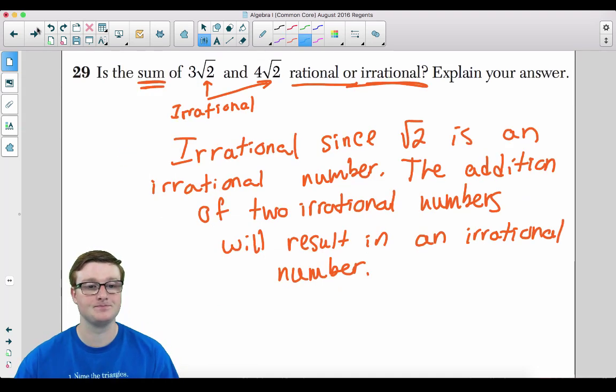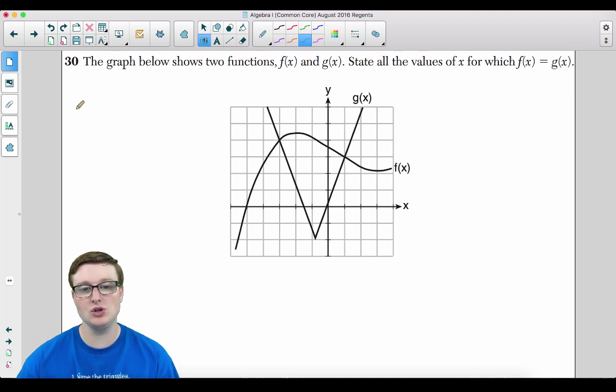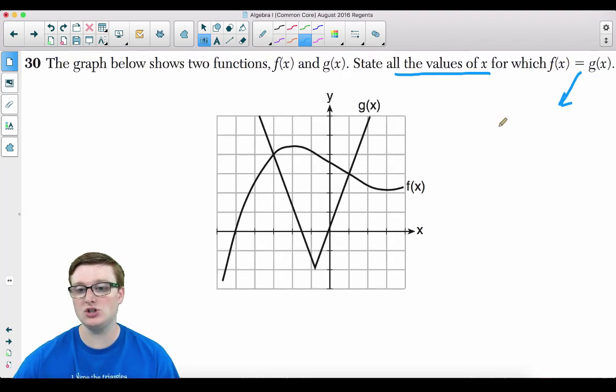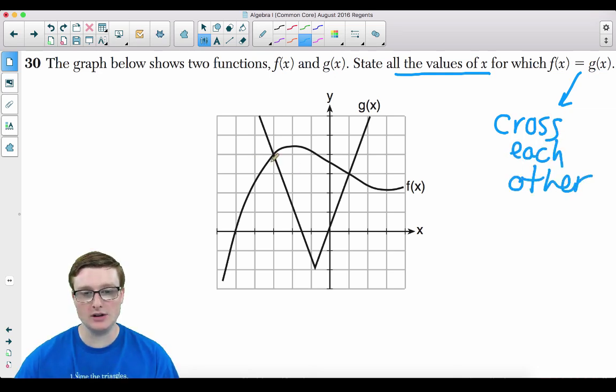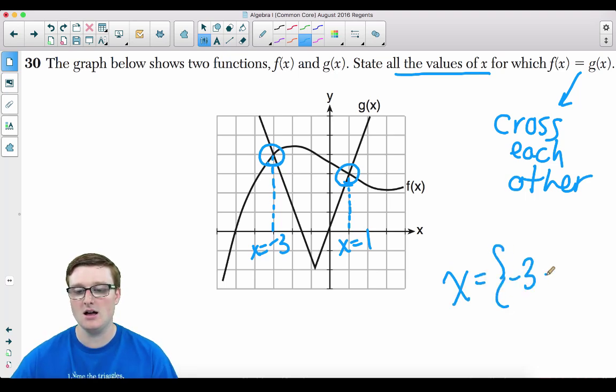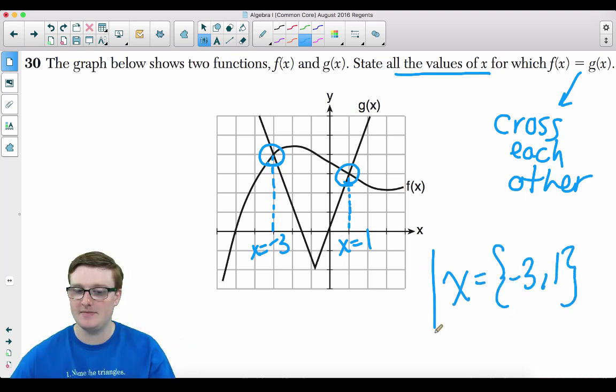Question 30, moving on. The graph below shows two functions, f of x and g of x. State all values of x for which f of x equals g of x. So you're basically figuring out where these two graphs cross each other. So they're clearly crossing here and here. The x value, if you just go down, this is, let's see, -1, -2, -3. So this is x equals -3. And this over here, this is x is equal to +1. So your answer is going to be x is equal to the set of -3 and 1. And that is your answer.